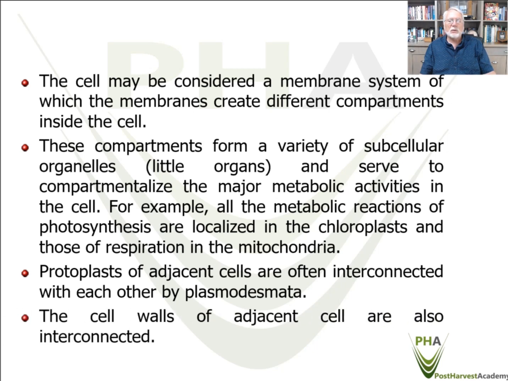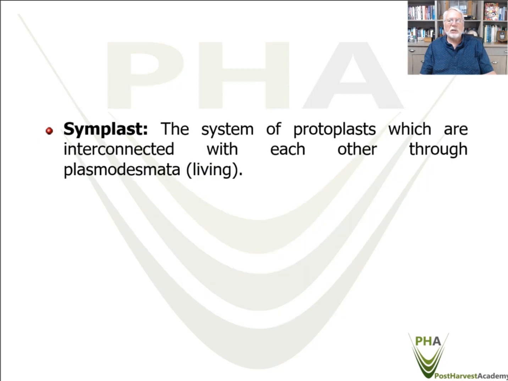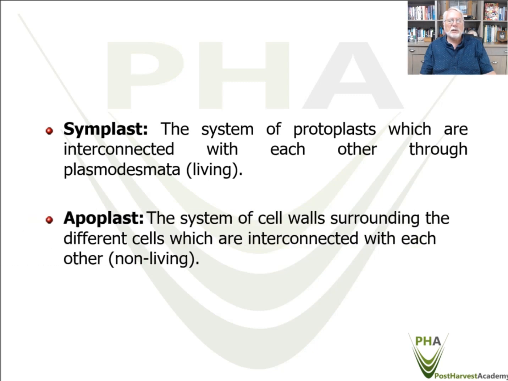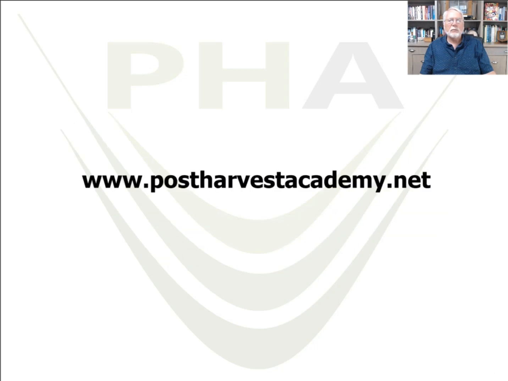The cell walls of adjacent cells are also interconnected. This means that there are two pathways in the plants. The first one is the system of protoplasts which are interconnected with each other through the plasmodesmata. This is known as the symplast. The second one is known as the apoplast. This is the system of cell walls surrounding different cells which are interconnected with each other and can be considered the non-living part of the plant.